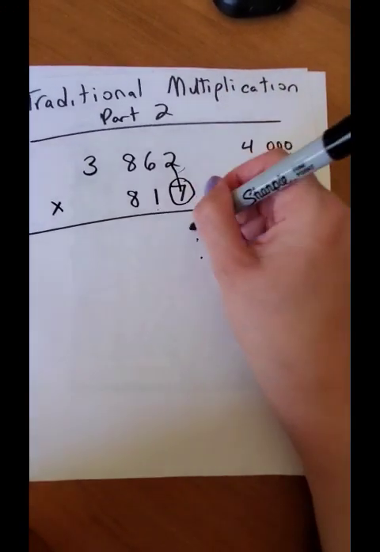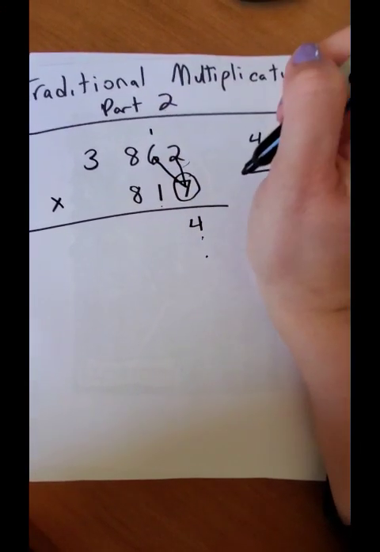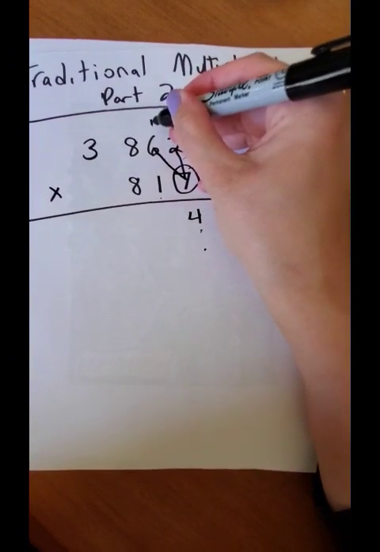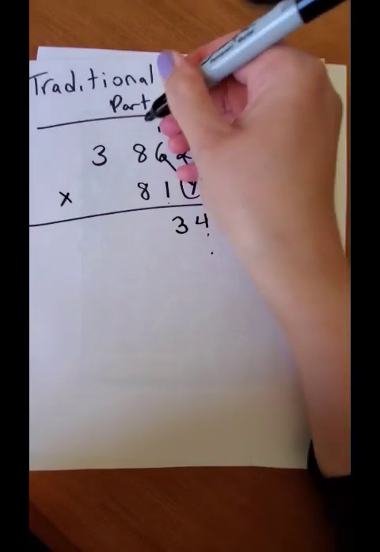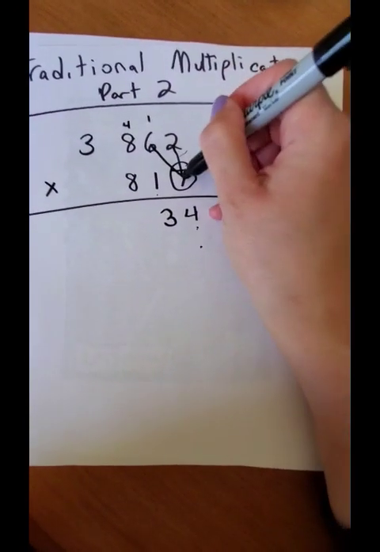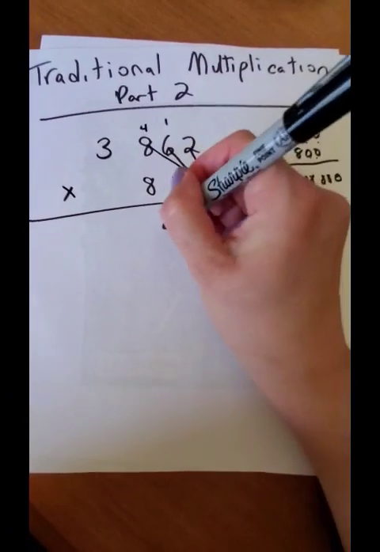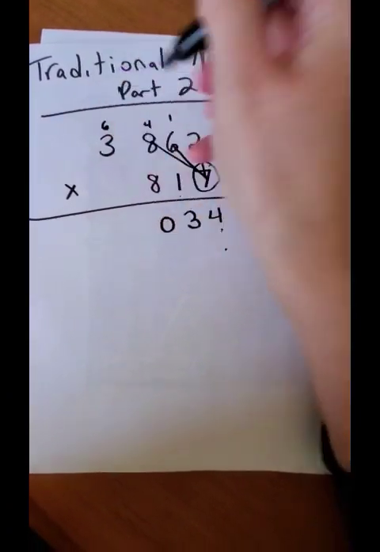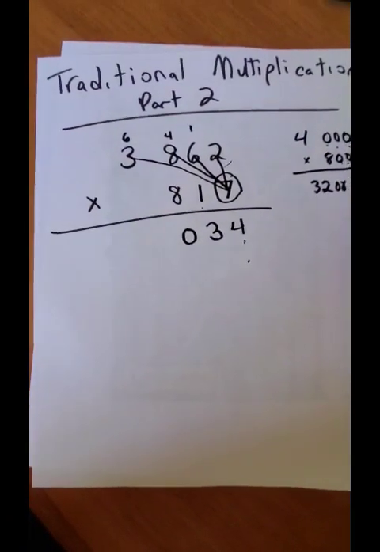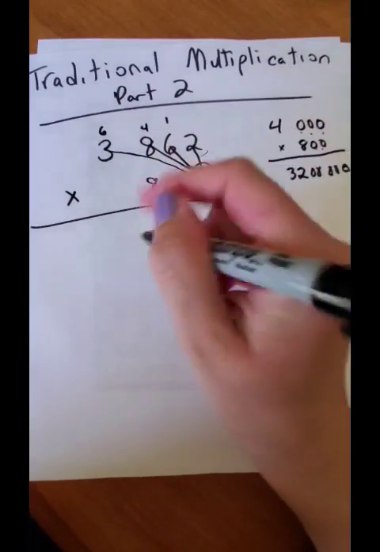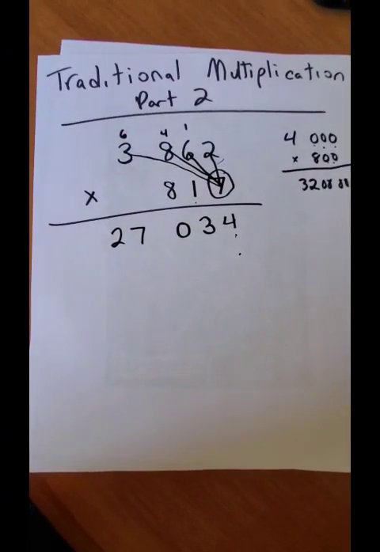7 times 2 is 14. Carry the 1. 7 times 6 is 42. Need to use that 1 that I carried up there. 42 plus 1 is 43. Carry my 40. 7 times 8 is 56. Plus 4 is 60. 7 times 3 is 21. Plus 6 is 27. Okay, so my first answer is 27,034.